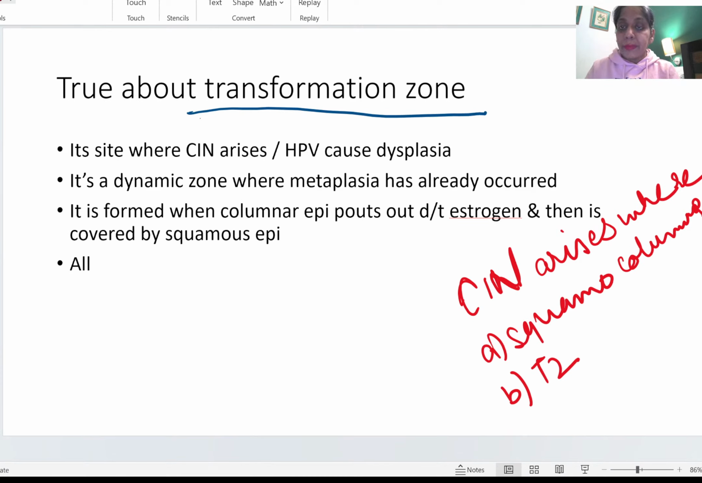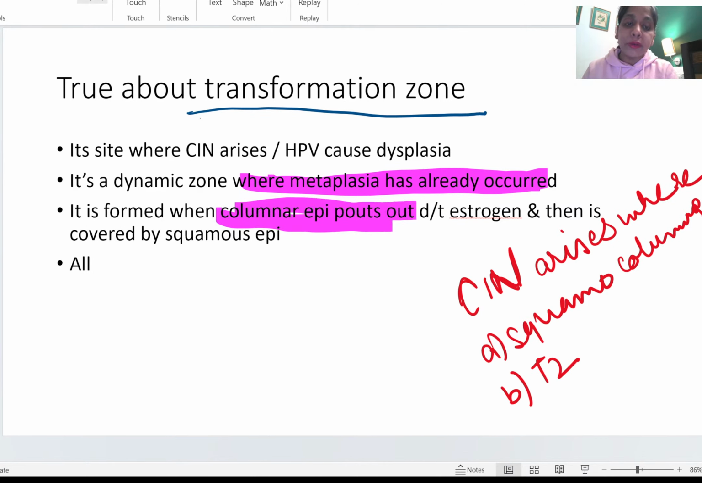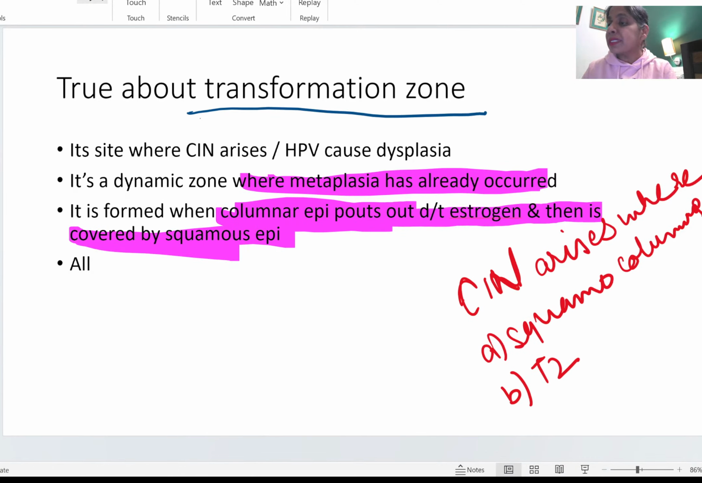Transformation zone is a dynamic zone where metaplasia has already occurred. That is why when HPV infects it, very easily dysplasia occurs and neoplasia is formed. Then the transformation zone is formed when the columnar epithelium of the endocervix pouts out due to estrogen and then is covered by the squamous epithelium. So all of it is correct, right?